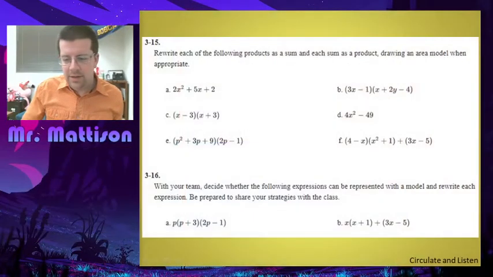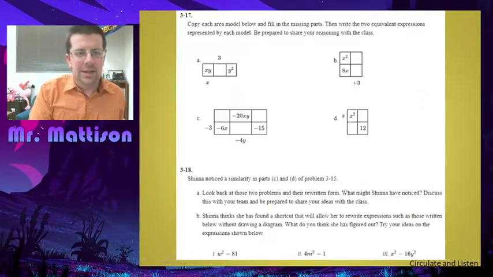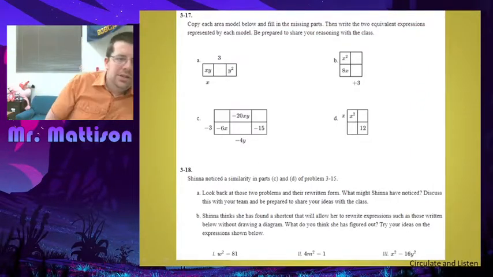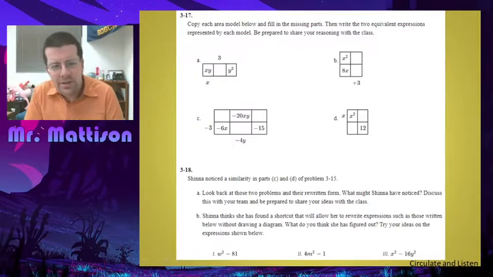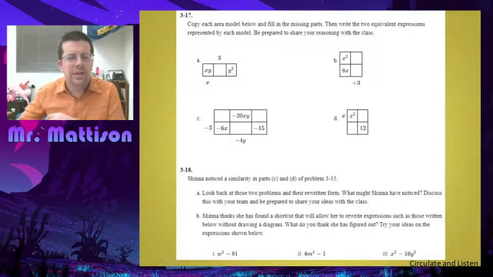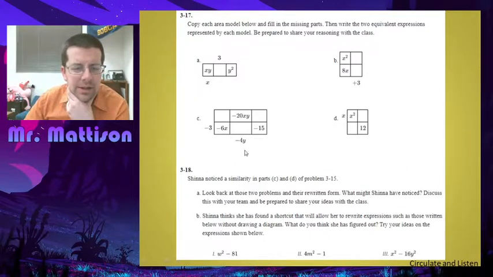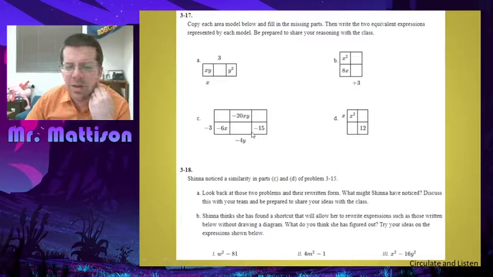All right. So last thing we're going to be looking at today is going to be 17 and 18. So on 17, they're giving you parts of an area model, and they want you to fill in the other parts. So for instance, on C here, we want to know what would go here, what would go here, what would go here, and then what would go in each of those three spaces. So try and use some deductive reasoning to figure out what would need to go into each of those different places.